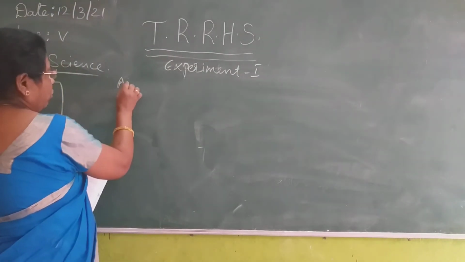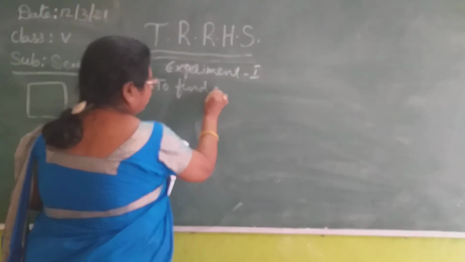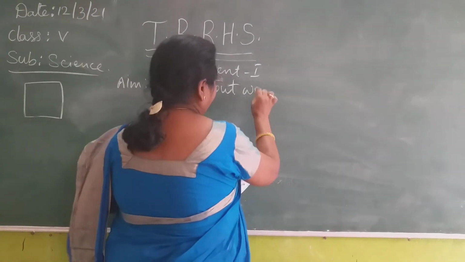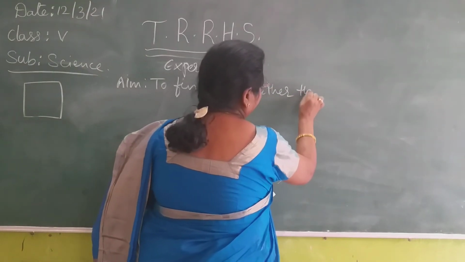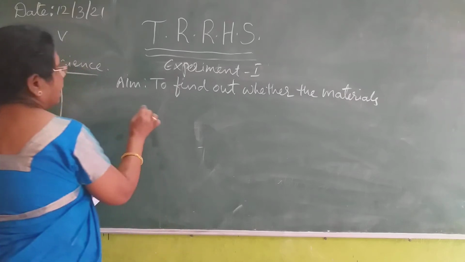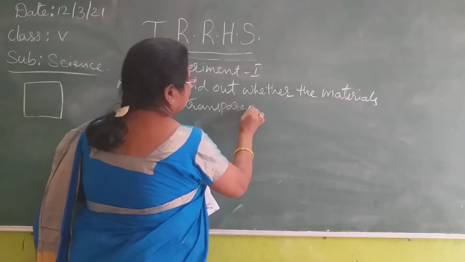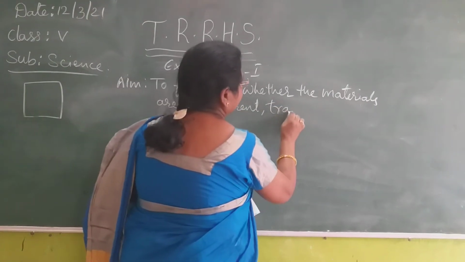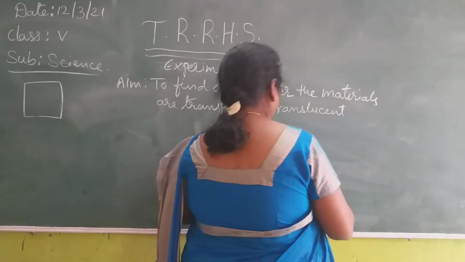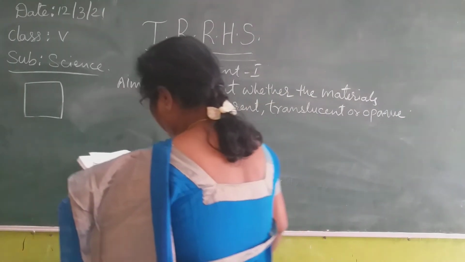Here, what is the aim? What you want to find out? That is called aim. To find out whether the materials are transparent, translucent, or opaque. Here the table is given.